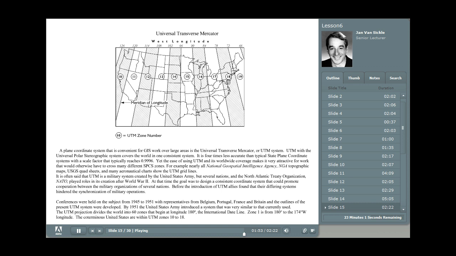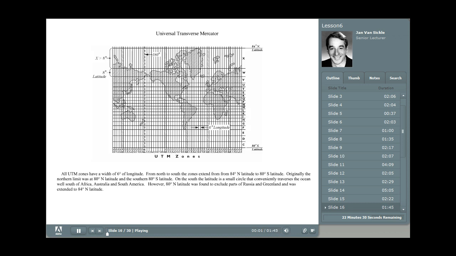There were conferences held post-World War II, and the UTM system was developed, and it has divided the world into 60 zones that begin at longitude 180. Zone 1, for example, is 180 to 174 degrees west longitude. And the coterminous United States, as you see here, is within UTM zones 10 to 18, and I see we have a bit in 19 as well.